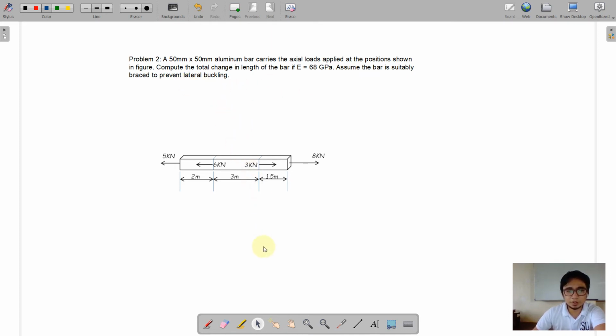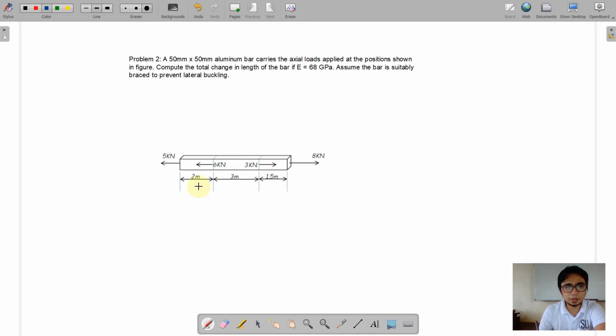As we observe here, that all of the loadings from the left are equal to the loadings on the right. So actually we have 8 plus 3 for the right, that is 11, and 6 plus 5 on the left, that is also 11. So it is good to note that we have a bar on state of equilibrium, so there will be no acceleration. However, it is a subject for stresses. So there will be different stresses on every sections of this bar.